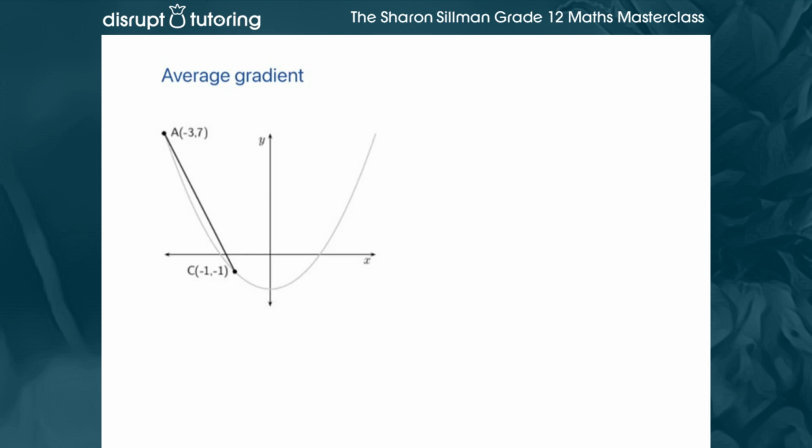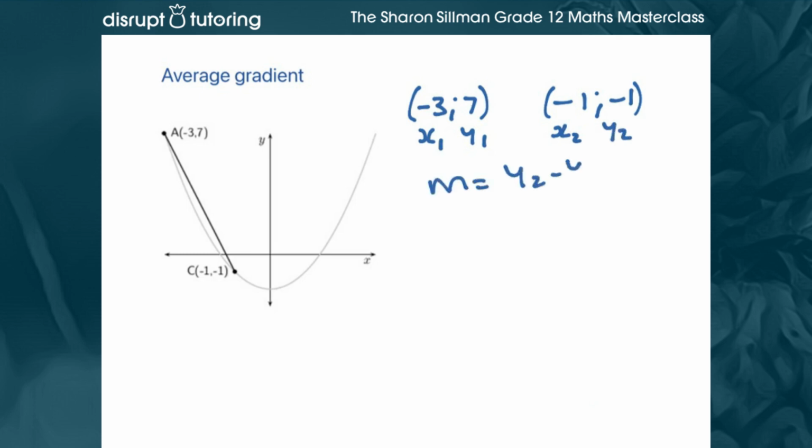Because you've got the points, this should be very straightforward. You have 2 points. In other words, we have an x1, y1 and an x2, y2. We use the gradient, change in y over change in x.